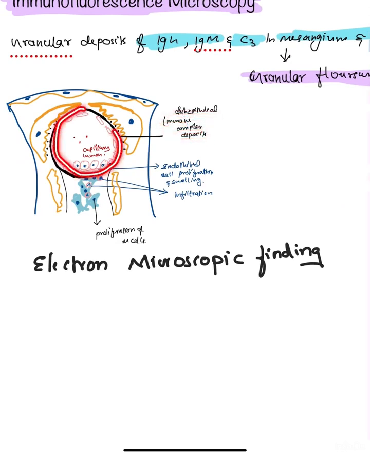So this is the basement membrane and this is the visceral epithelial cells. And this is the endothelial cells. So the immune complex deposition is along the subepithelial side of the basement membrane. And the second feature is endothelial cell proliferation and swelling. These are the endothelial cells, so endothelial cell proliferation can be seen under electron microscopy. And this is the infiltration. This is the mesenchyme and mesenchymal cells.